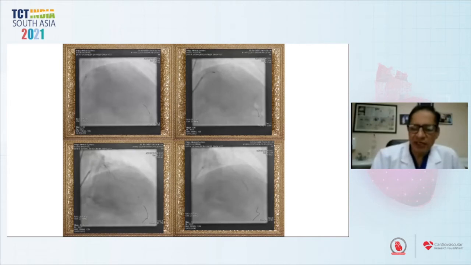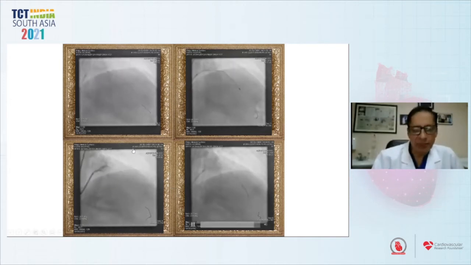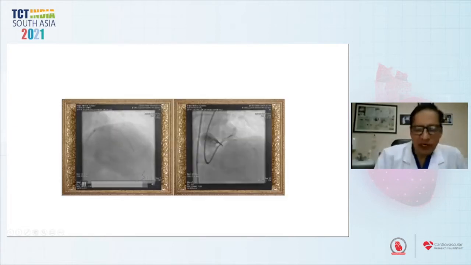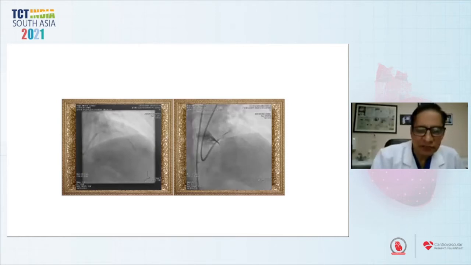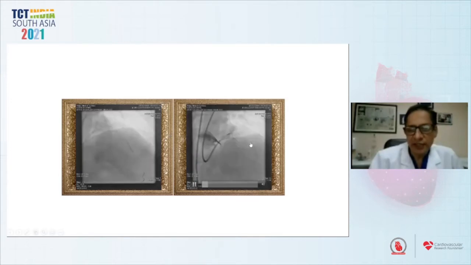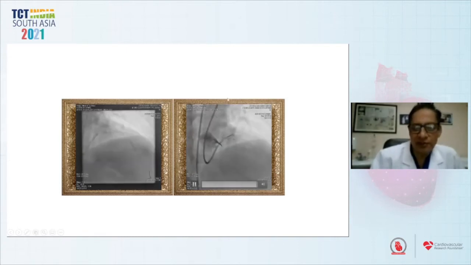And then we started dilating the lesion with balloon. And at this stage, during the mid part when it was being ballooned, the balloon got ruptured. And in an effort to, you can see the guide extension tip somewhere here. And during this effort, what happened was this.